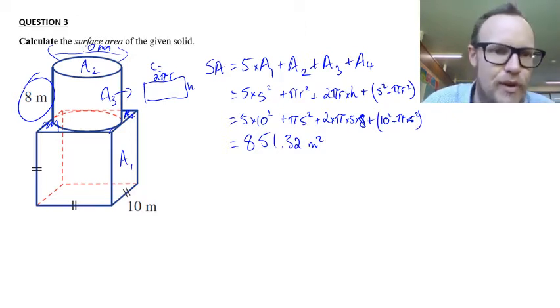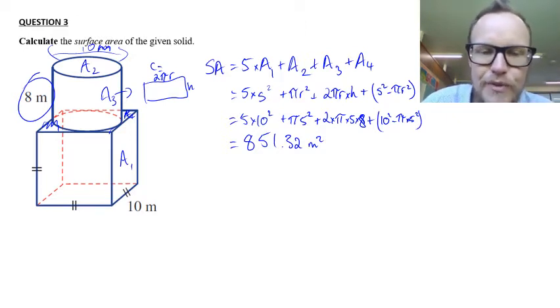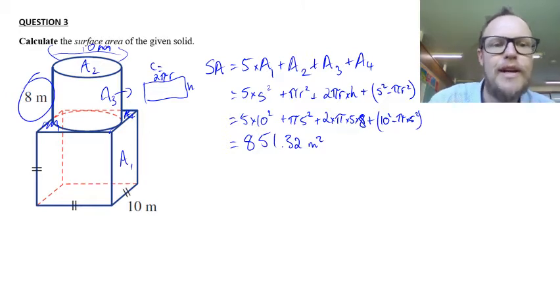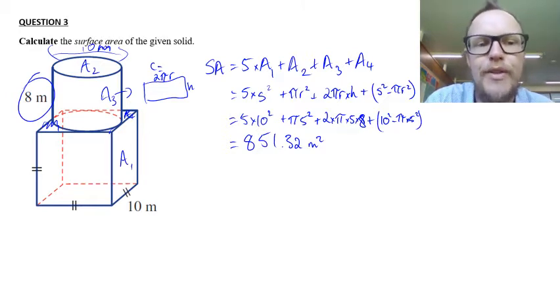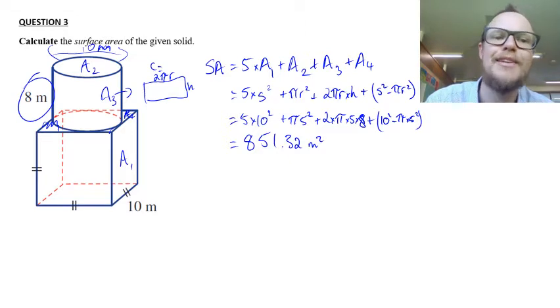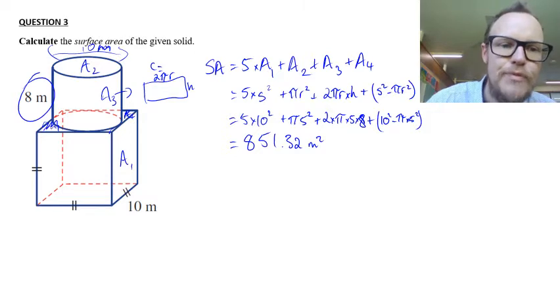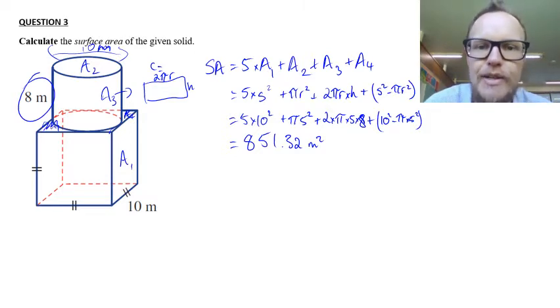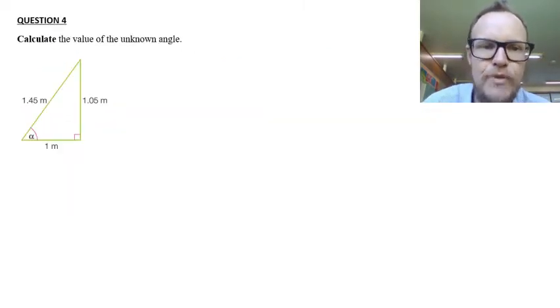So top tips for any time you're given finding the surface area, you just need to find out what shapes it's comprised of. So for our shape here, there were 5 of the squares plus the top circle plus the rectangle that wraps around the cylinder plus the area in between the cylinder and the cube that's showing there.